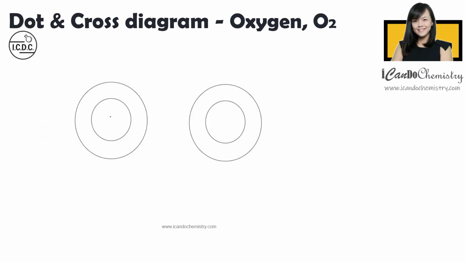Okay, as mentioned, we will need to write down the chemical symbol of the element in the middle of the circle. Alright, that will be O. Now an oxygen has 8 electrons. The first 2 electrons must be in the first shell. So let's use crosses to represent them. Okay, so this particular oxygen has 2 electrons in its first shell, and the remaining 6 will be in the second shell.